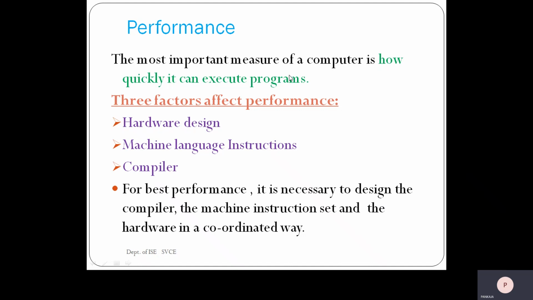So how quickly it can execute the program. You can just execute a program, and how much time it is taking, based on that it is possible to measure the performance. What are the factors affecting the performance?